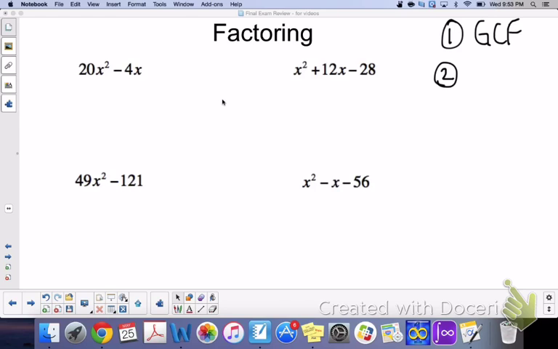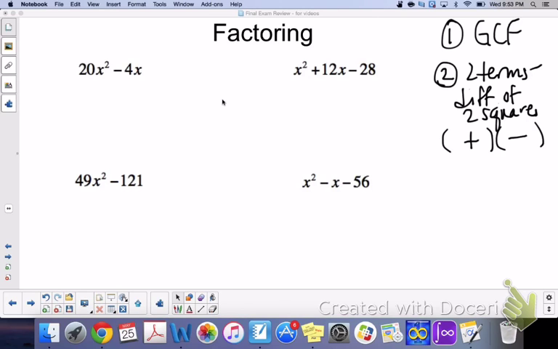The second one is if there are two terms, we look for what's called the difference of two squares. And that's basically what can you multiply by itself to get the first one, the second one, and it'll end up one plus, one minus, with your like terms on both sides.